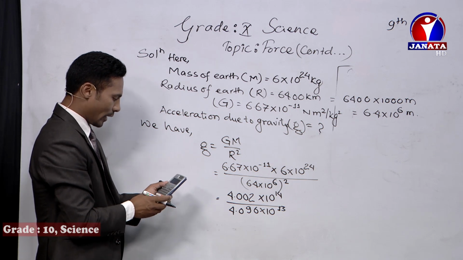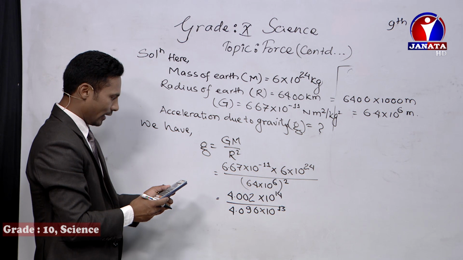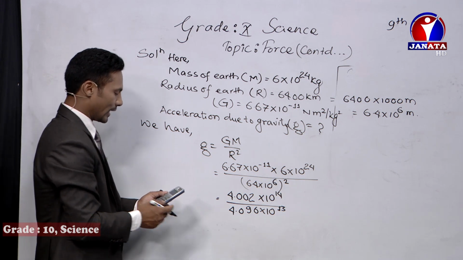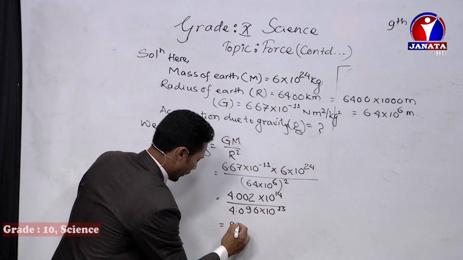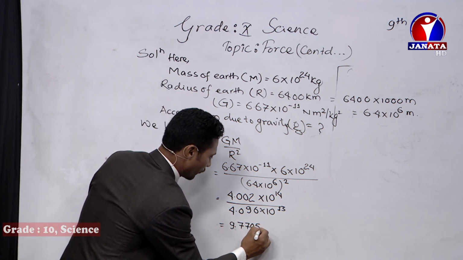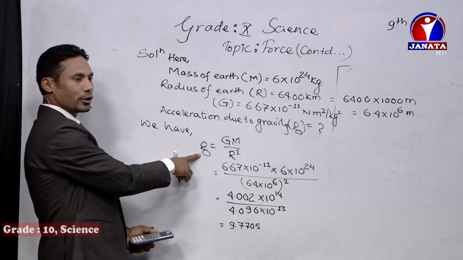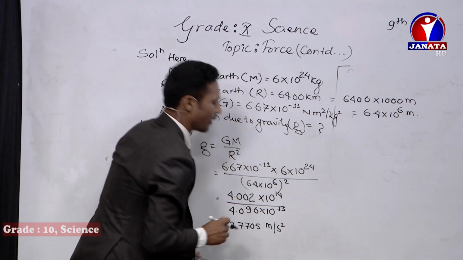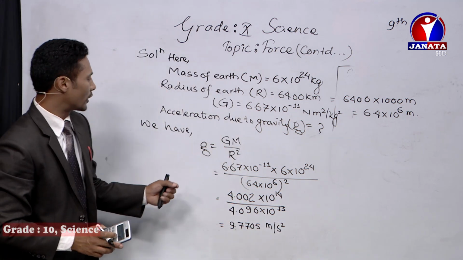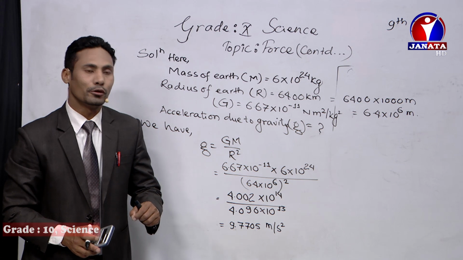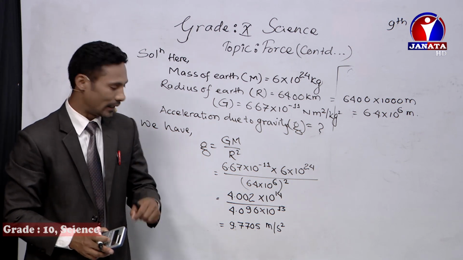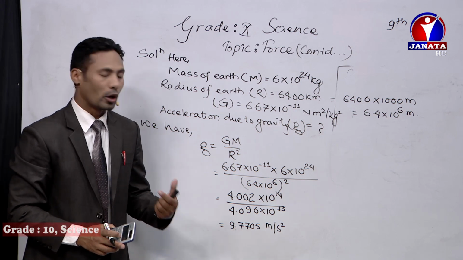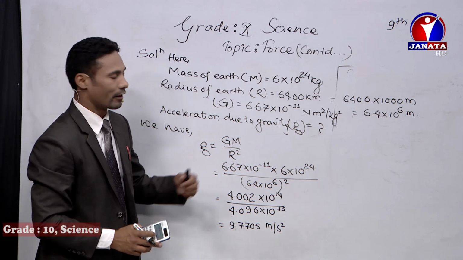4.002 into 10 to the power 14 divided by 4.096 into 10 to the power 13 gives the answer 9.7705. So this is acceleration due to gravity, so the unit must be meter per second square. Lastly, you can write down the conclusion: Therefore, the acceleration due to gravity of the Earth is 9.7705 meter per second square.